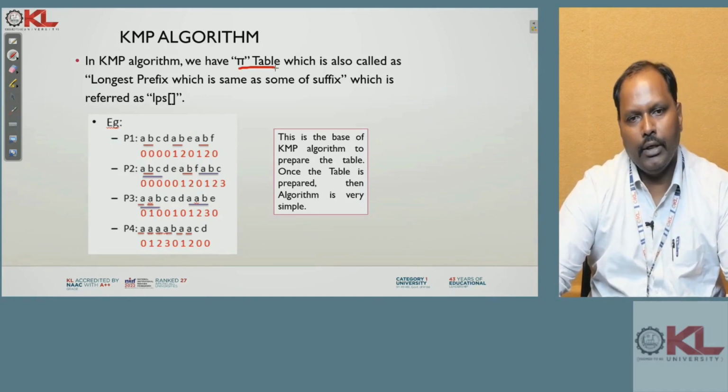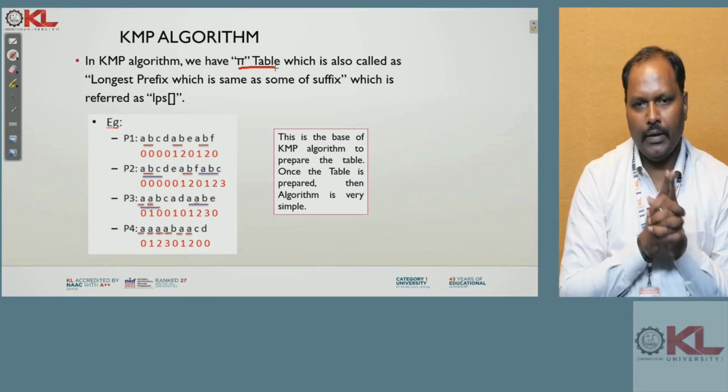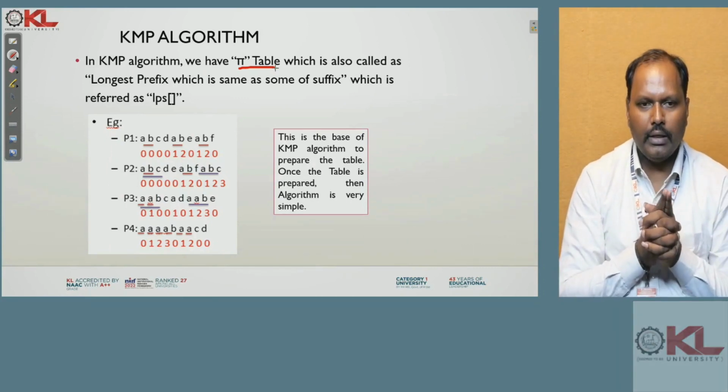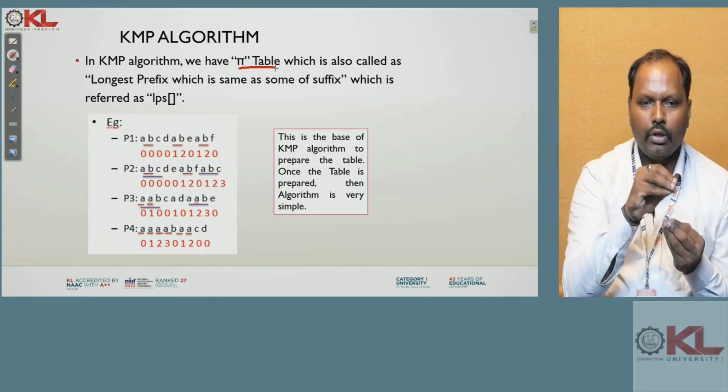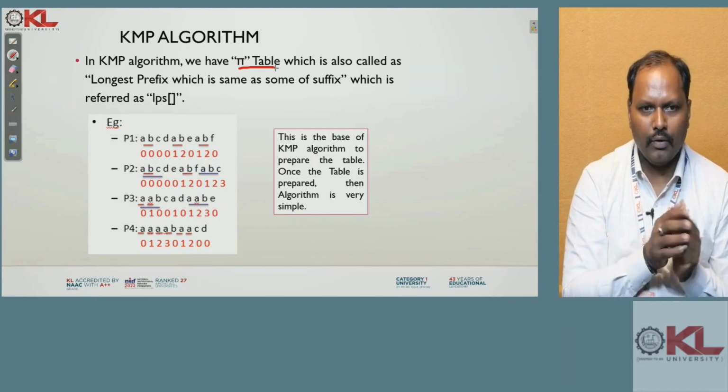Through the pi table only, we are able to do the comparison with the text. In Rabin-Karp, we have a text format and a pattern format. Then we have created one mediator. Through the mediator only, we are able to match with the text. That is Rabin-Karp.